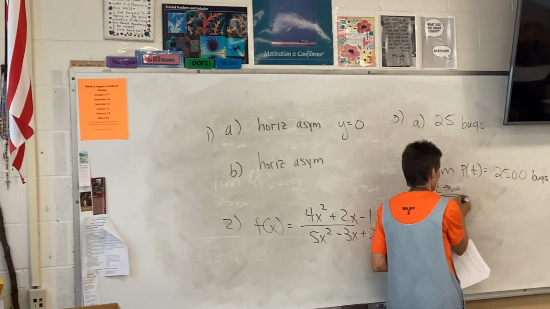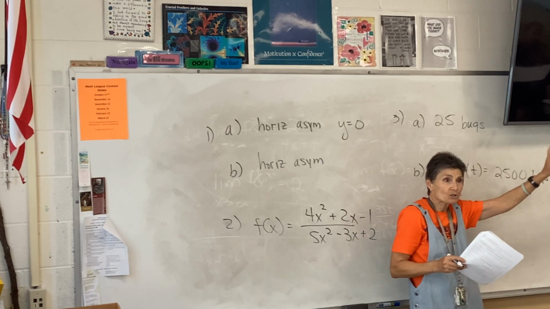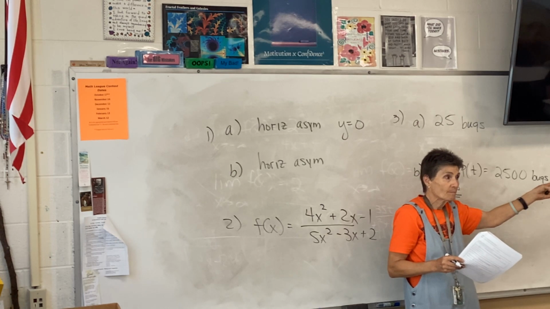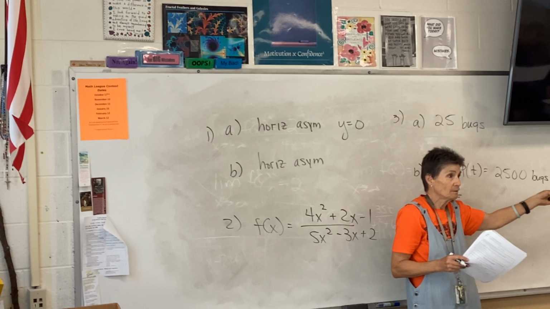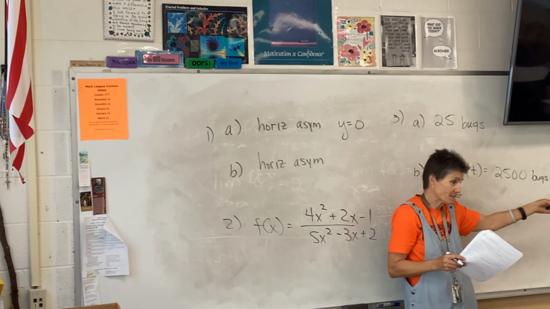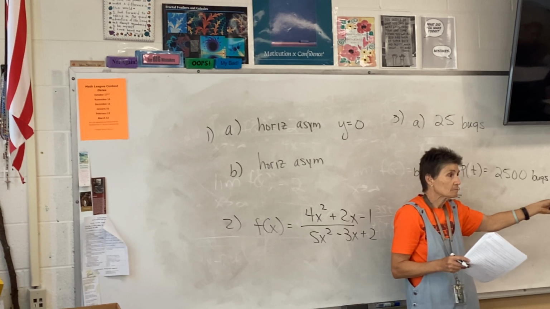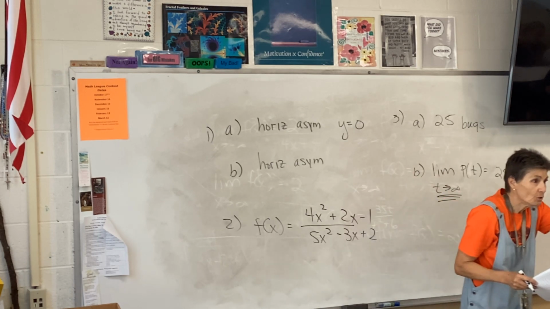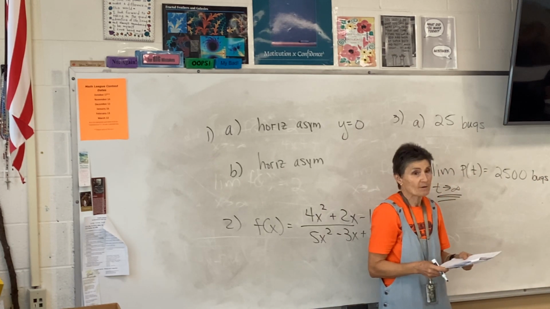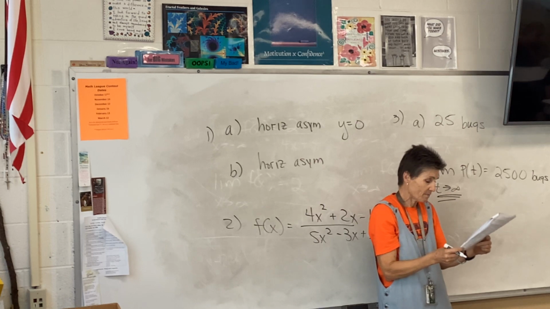That's as t approaches infinity. So that means as time goes on forever, till you're my age, the limit is 2,500. What does that mean? The maximum sustainable population is 2,500. What happens after that? Why is there a maximum sustainable population? They run out of food or space or something, right? And they start eating each other or doing whatever, I don't know. But the maximum sustainable population is 2,500.